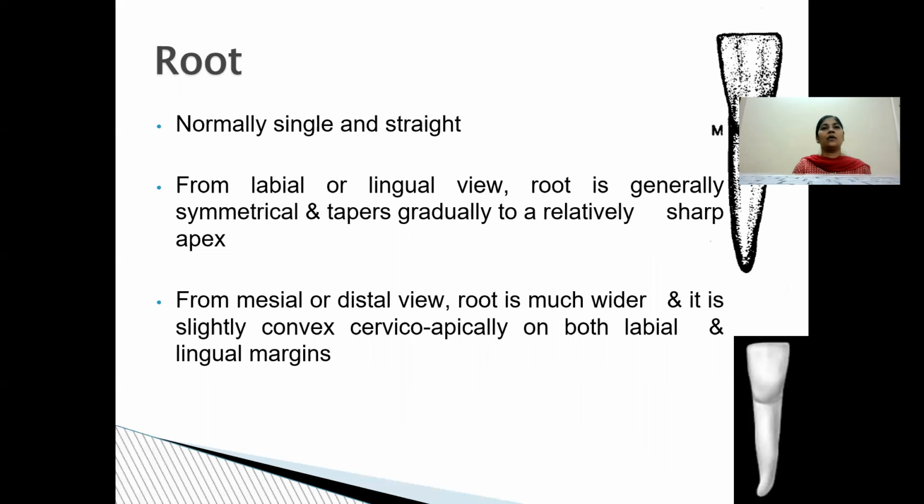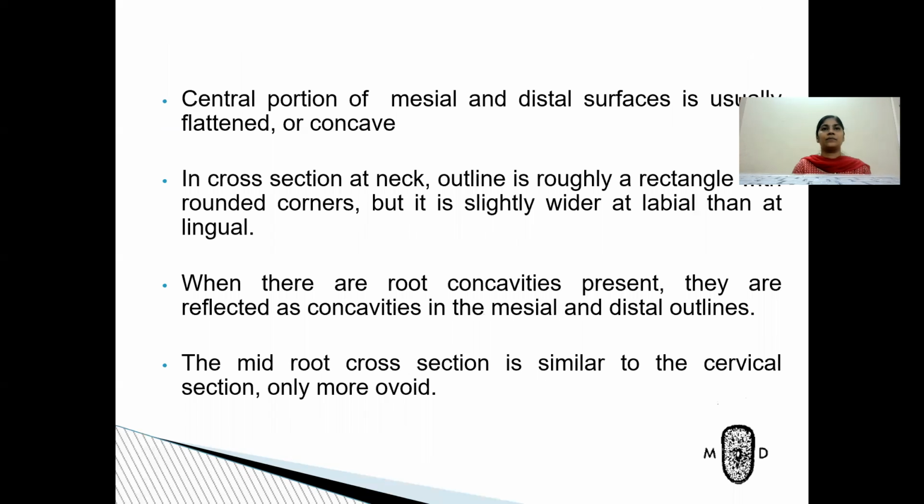Root. Normally, this tooth has a single and straight root. From the labial or the lingual view, the root is generally symmetrical and tapers gradually to a narrow sharp apex. From mesial and distal view, the root is much wider and is slightly convex cervicoapically on both labial and lingual margins. Central portion of mesial and distal surfaces is usually flattened or concave.